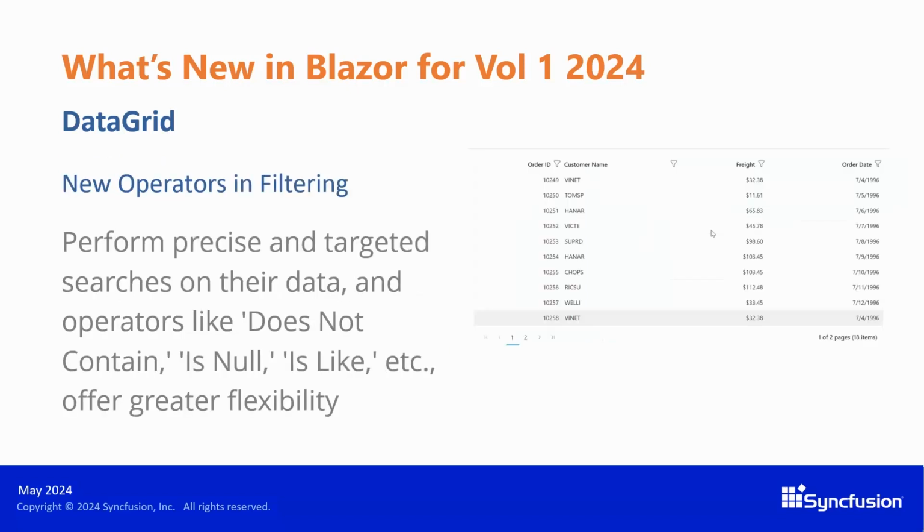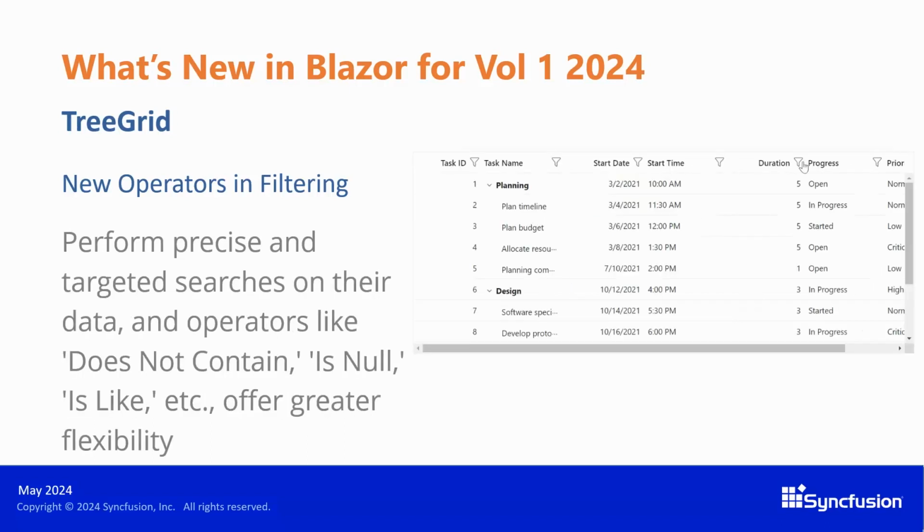Next, we have added four new operators to the filtering feature. They are is null, is not null, is like, and is not like. The same feature is available in Pre-grid component as well.